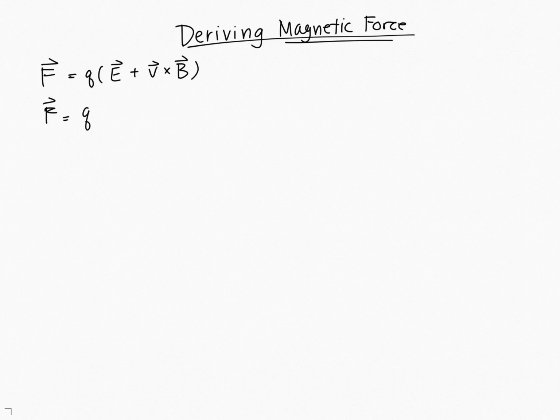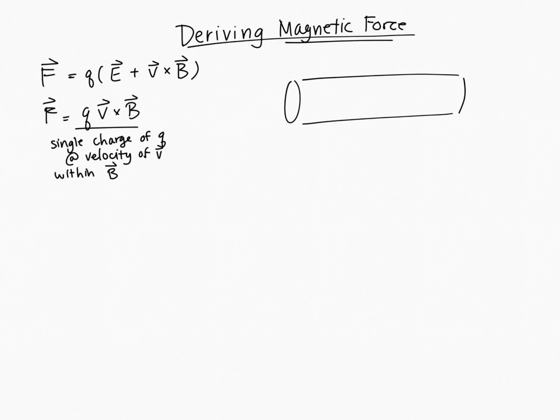Now, since we're only concerned about magnetic force for today, we have that F is just equal to Q, which is the charge of our test charge, times V, which is its velocity, cross B, which is once again its magnetic field. Now, this is only for a single charge, a charge with a magnitude of Q, moving at a velocity of V, within some magnetic field B. Now what happens, let's consider the case if we have a wire.